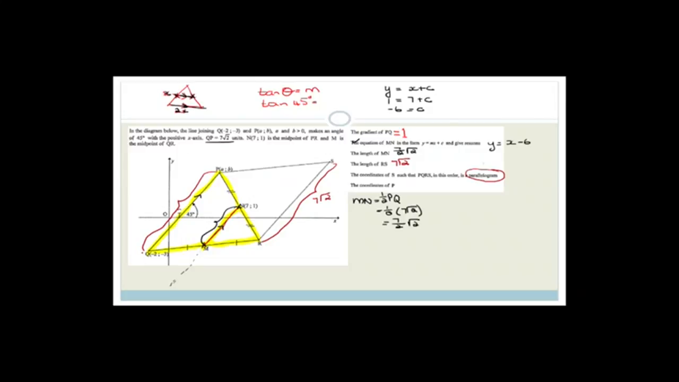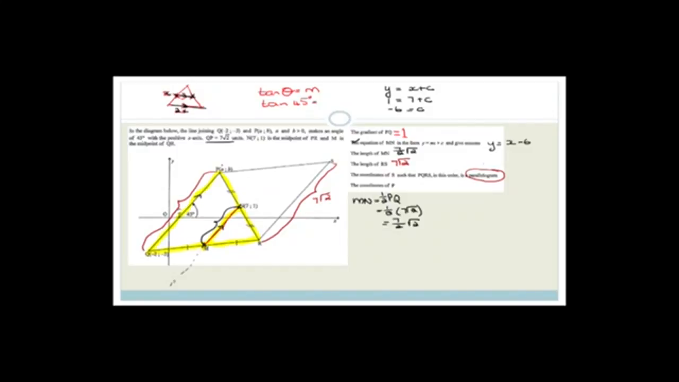We have this point here, which is minus 2, minus 3. And what else do we know? Let me just read this again. In the diagram below, the line joining Q minus 2 minus 3 and P is AB, making an angle of 45 degrees, and N is the midpoint of PR, and M is the midpoint of QR. And we've worked out the gradient of PQ, we've worked out the equation of MN, we've worked out the length of MN, we've left out the length of RS. We now need to work out the coordinates of S such that PQRS in this order is a parallelogram. And then they want us to work out the coordinates of P.